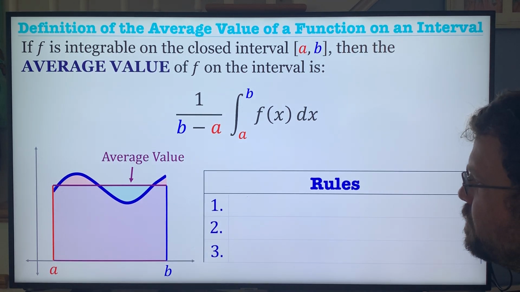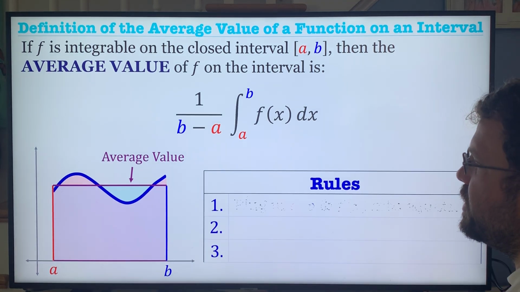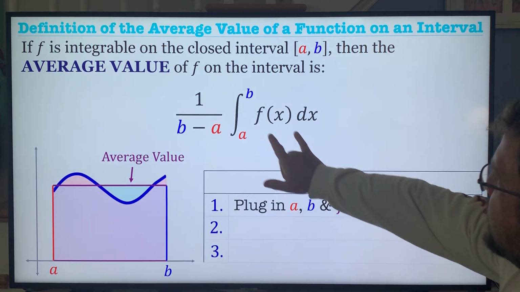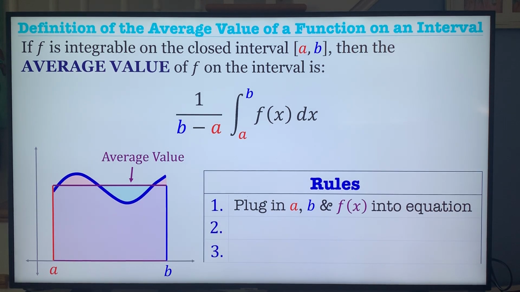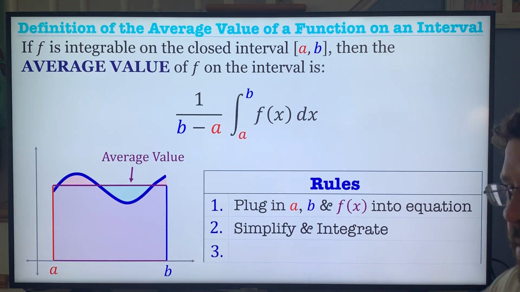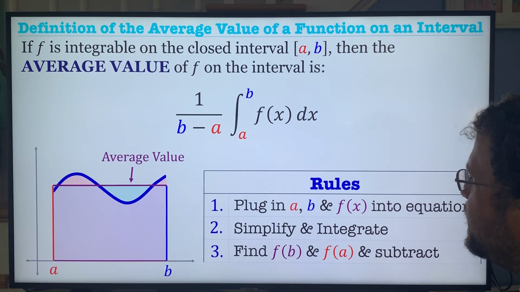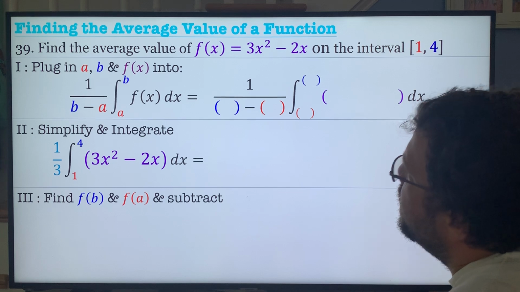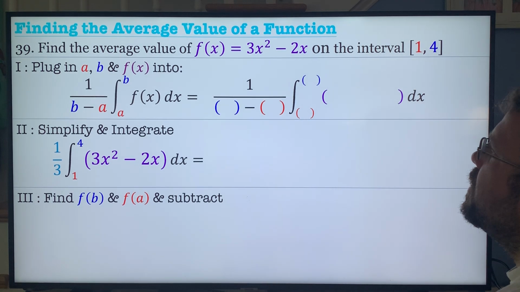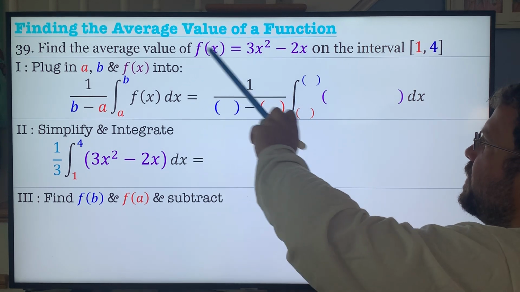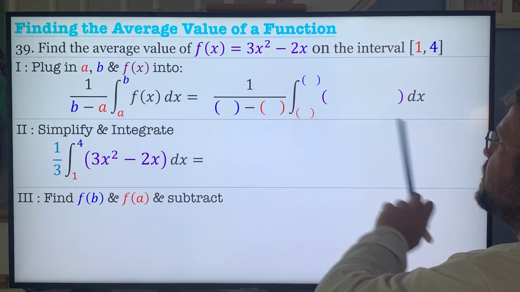Step 1: you're going from a to b, between 2 points. You plug a, b, and f of x into this equation. Step 2: you simplify it and integrate it. Step 3: find f of b and f of a, and subtract. That seems pretty easy, doesn't it? So let's see how this works. Find the average value here. First thing, plug a, b, and f into this equation. I set up this equation here with a bunch of blank spaces.